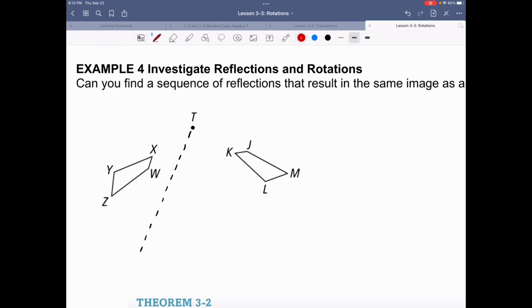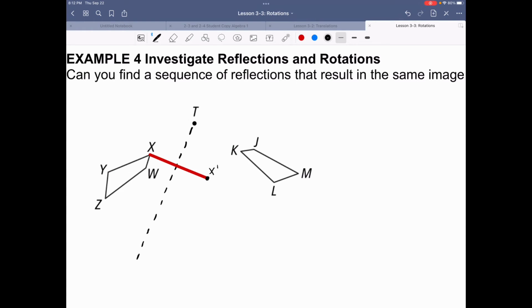Now what I'm going to do is I'm going to reflect X over T by drawing a perpendicular line. We did this last week. So this line goes to T, and then we need to double it in length. I'm just going to eyeball it about there. That's where X prime is going to be. Then I'm going to reflect W over the line. So I go to the line and I double how far W was away. So you might want to use a ruler for this part. And that's going to be W prime.